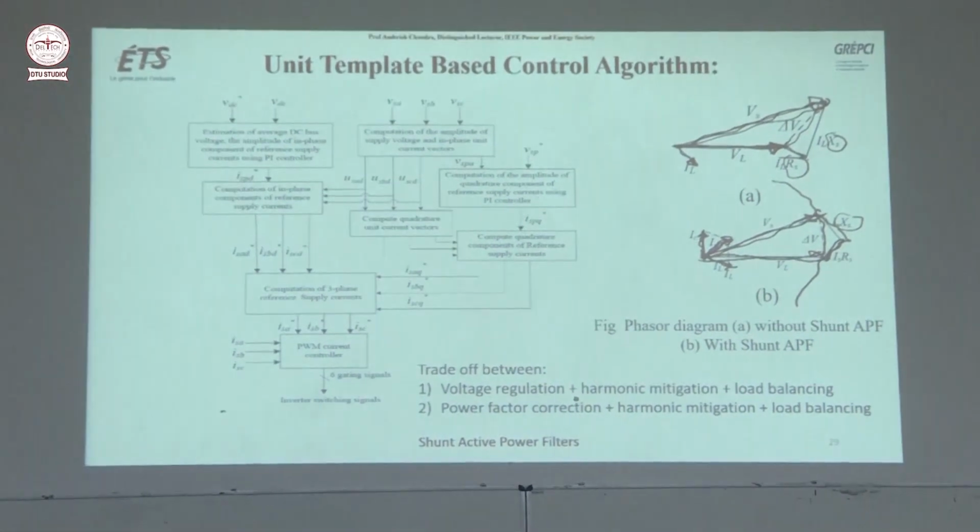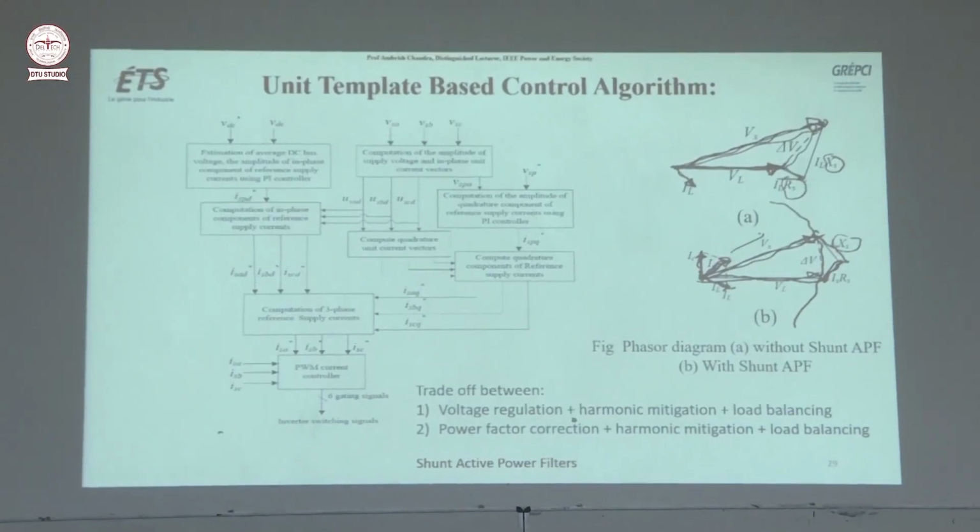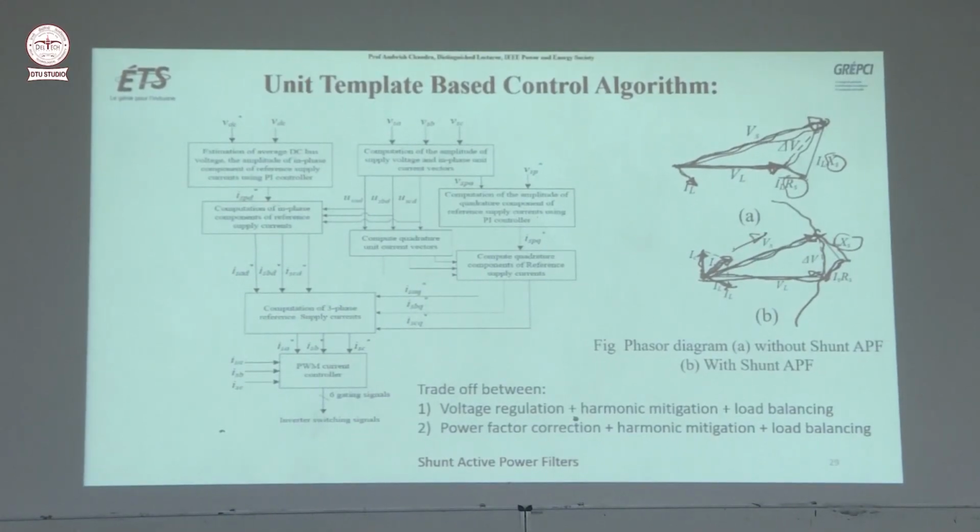But at the same time, if you see the angle between Vs and Is, the power factor is leading, not unity power factor. So this is the trade-off. You have to see how much power factor improvement you want and how much voltage regulation you want, and accordingly you can put the weight.